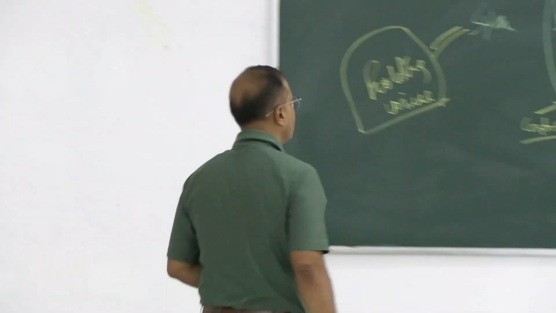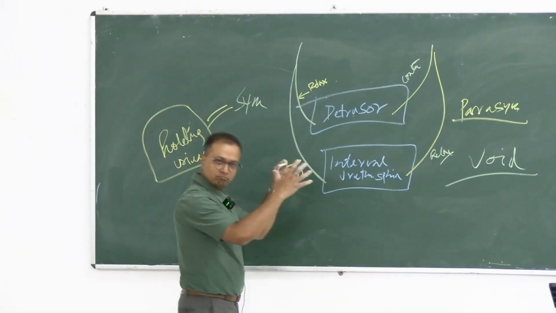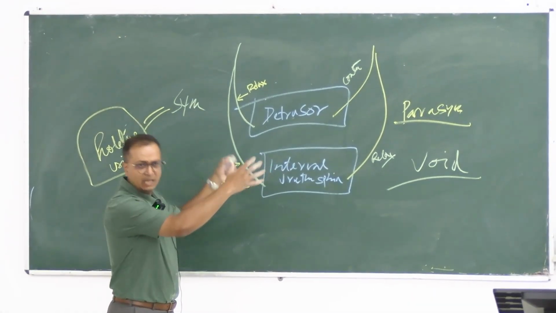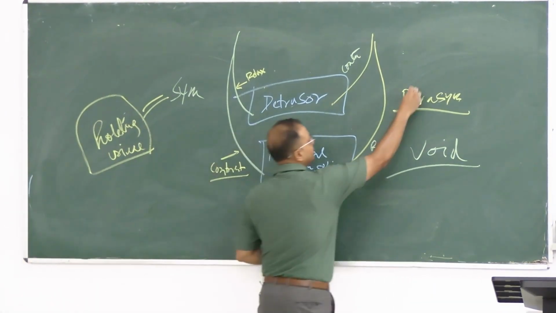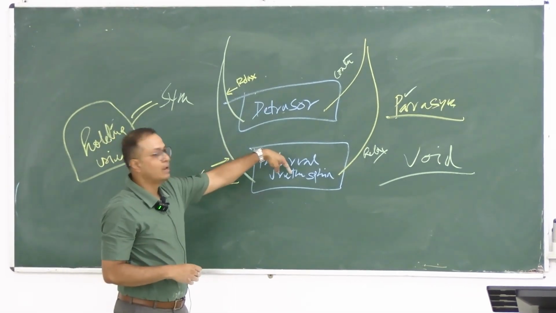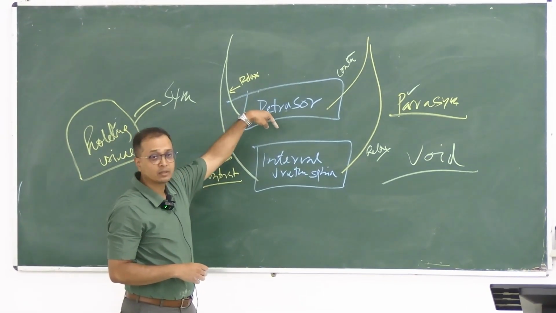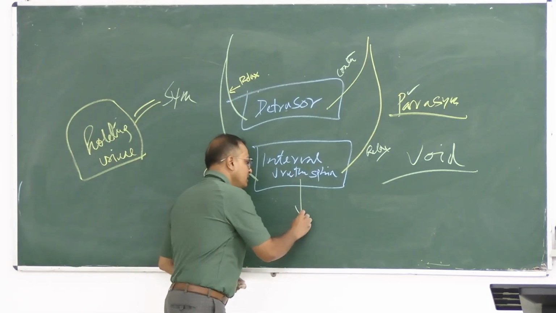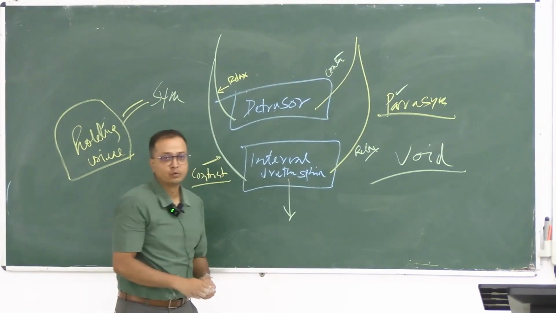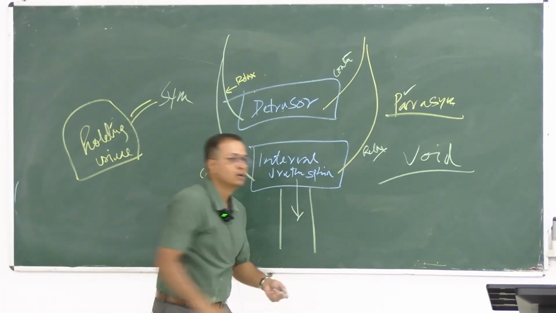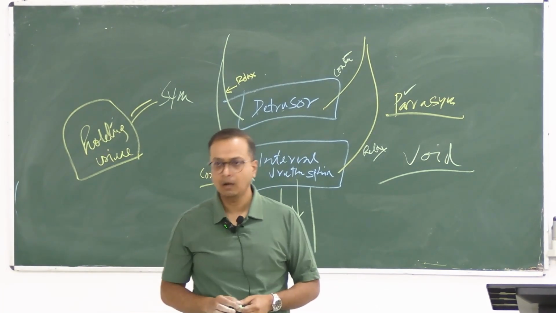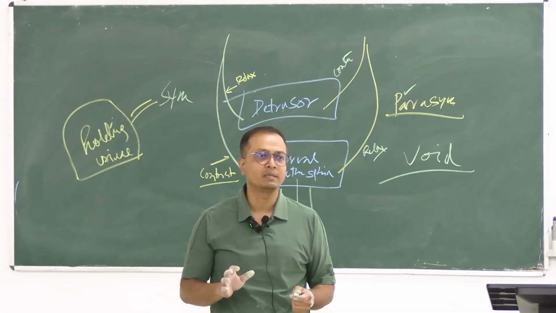So once this particular bladder is filled up with urine, there is a stretching which stimulates the parasympathetic nerve, and this parasympathetic nerve contracts the detrusor and relaxes the internal urethral sphincter, releasing the urine. The urine reaches the urethra. This is known as the micturition reflex. Clear? So this is what normally happens.